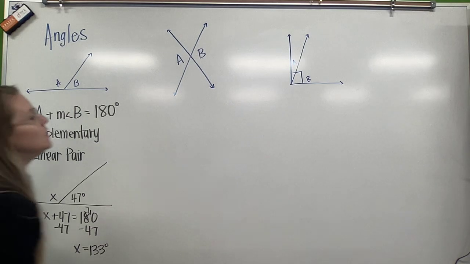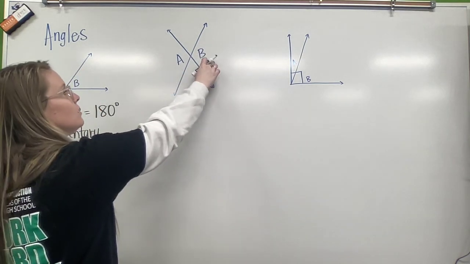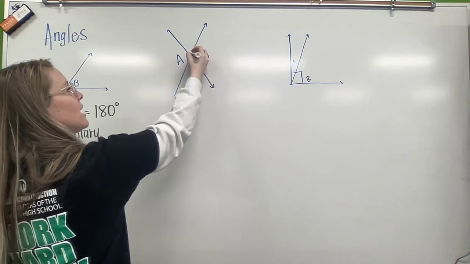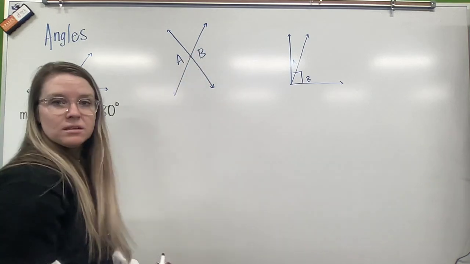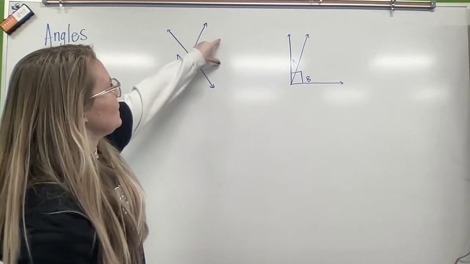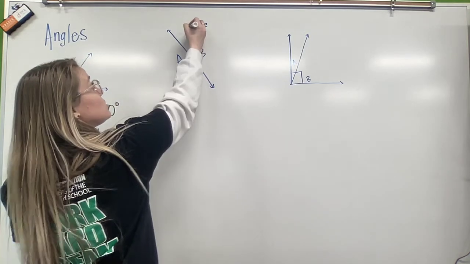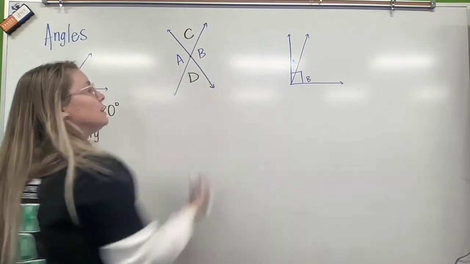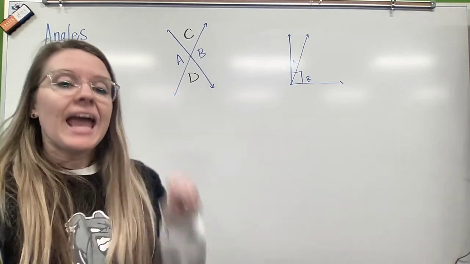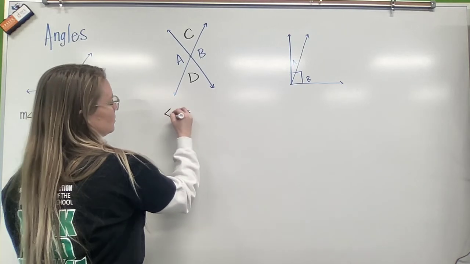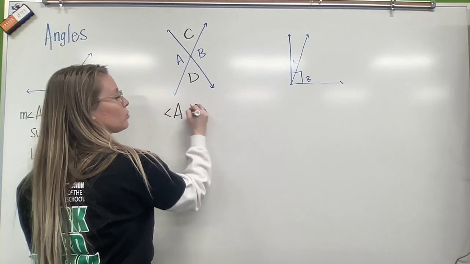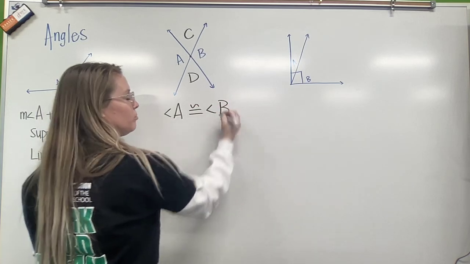All right. Second set of angles here. Notice how they share this vertex point. And then we have angle A and angle B. We could also say this is angle C, this is angle D. Angle A is congruent to angle B.